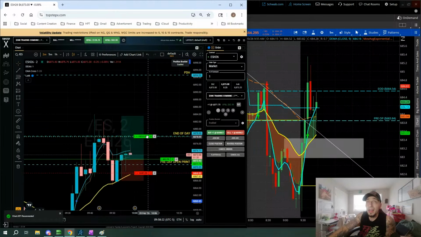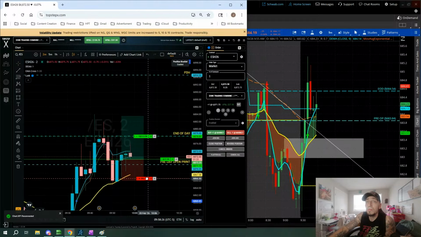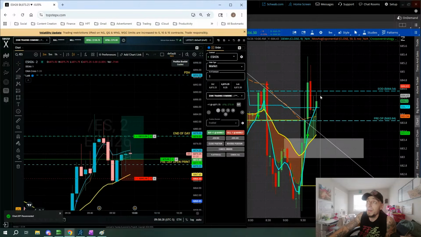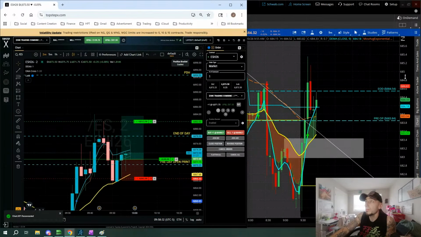EOD on SPY, not on ES. We're going to hold it. I like that 5-minute trend. I'm going to hold on to this. Now, my goal today is to not be so hasty with taking profits.